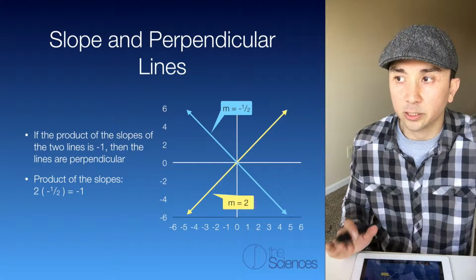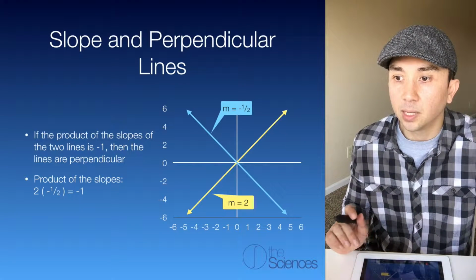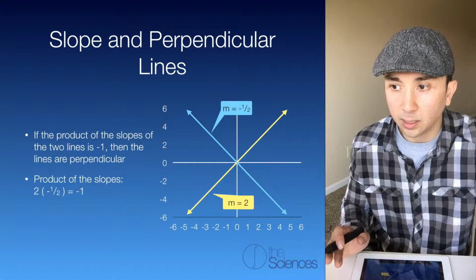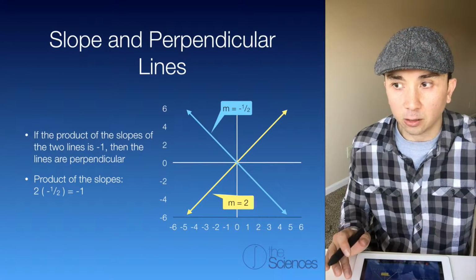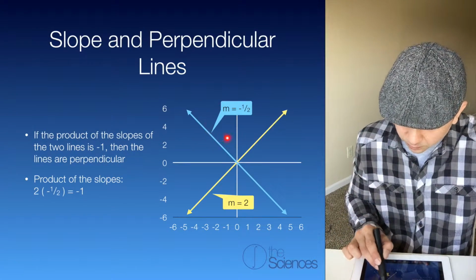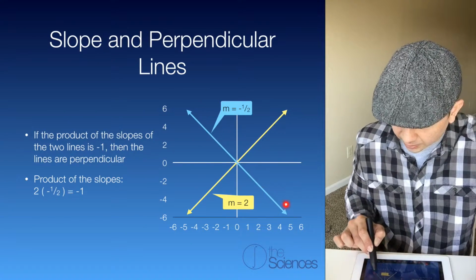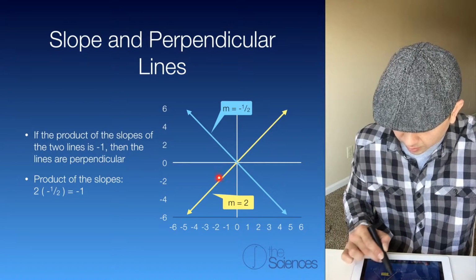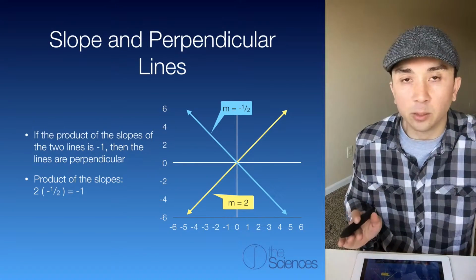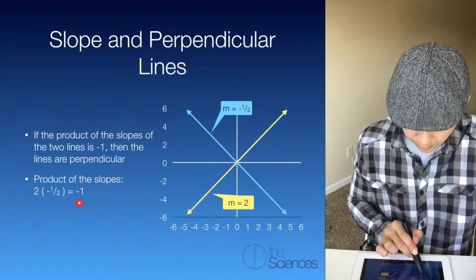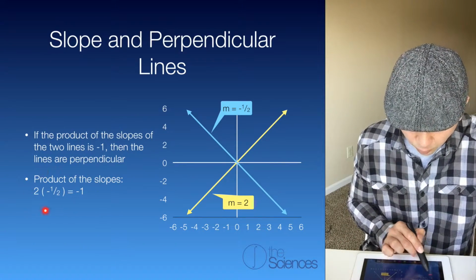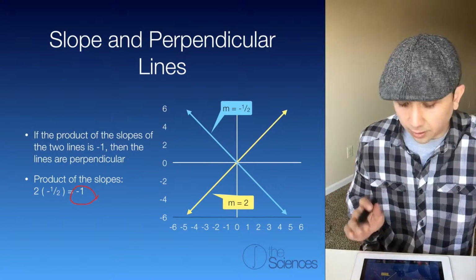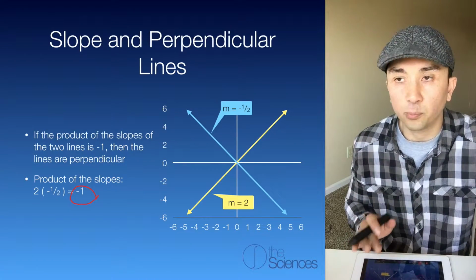Now, let's talk about slope and perpendicular lines. If the product of the slopes of the two lines is -1, then the lines are perpendicular. Notice that this blue line has a slope of -1/2, and that this yellow line has a slope of 2. Now when you multiply them and their product equals -1, so here it equals -1, then that means that these two lines are perpendicular.